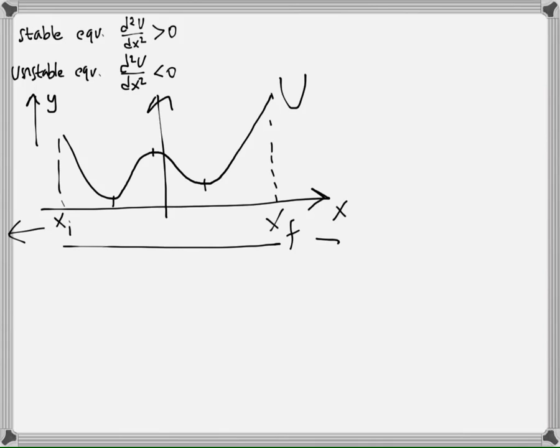Which ones? Let's label them A, B, and C. Which ones are stable equilibrium and which ones are unstable equilibrium?